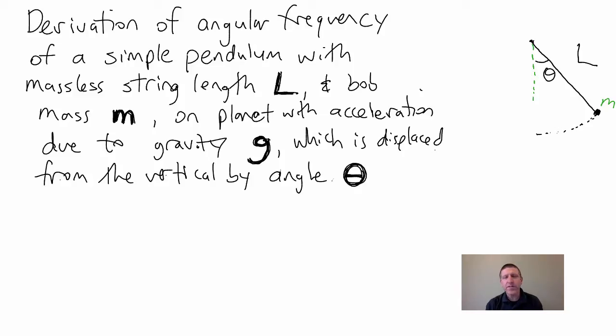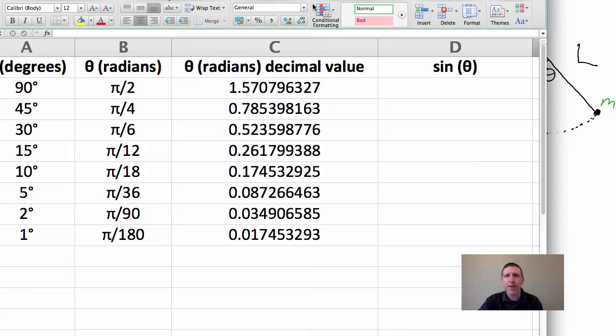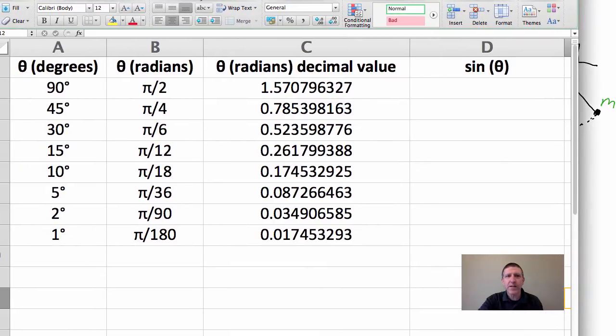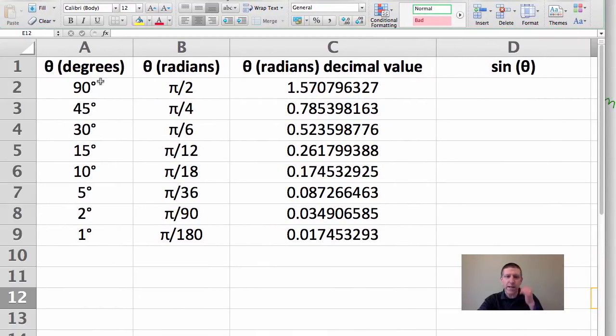So before we do this, though, we need to understand a very important concept that is essential for this derivation. And to show you this concept, what I've got right here is an Excel spreadsheet. I've got a column with various angles, those same angles listed in radians, and then their value in radians written decimally. So this is just pi over 2, this is pi over 4, pi over 6, pi over 12, etc., all the way down to pi over 180.